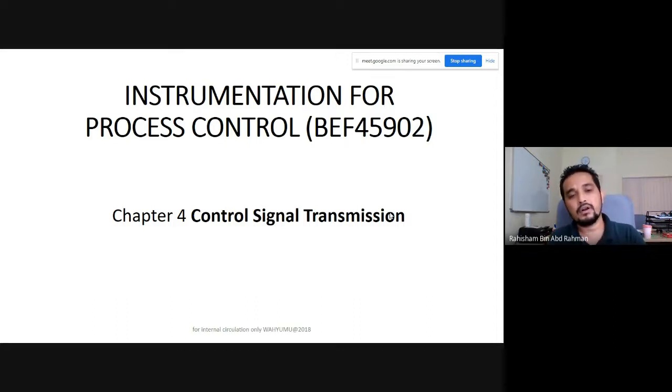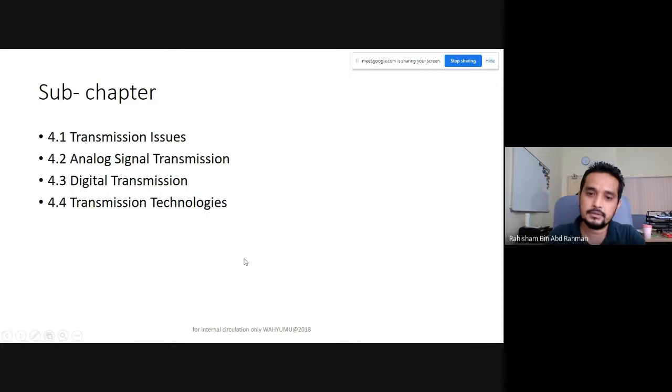Of course, the temperature data cannot be transmitted as it is, as the temperature. It needs to be converted into other signal forms so that it becomes readable to other elements.